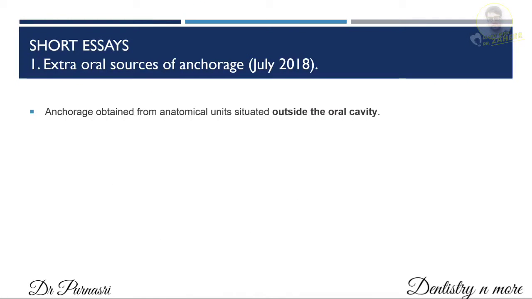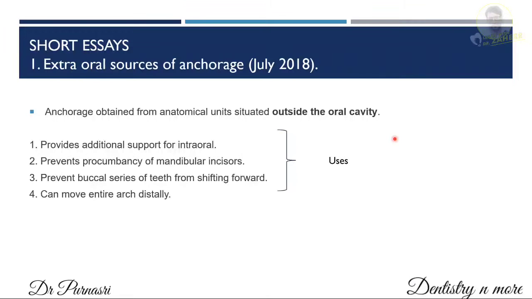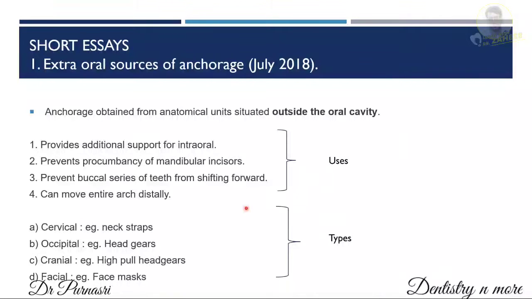The short essays are extraoral sources of anchorage. So extraoral sources of anchorage are the anchorage that we obtain from units outside the oral cavity. So you can write down about the uses of extraoral anchorage, that is where you use extraoral anchorage, and then about the types, that is cervical, occipital, cranial and facial. So these are the examples. You can explain about the examples also.